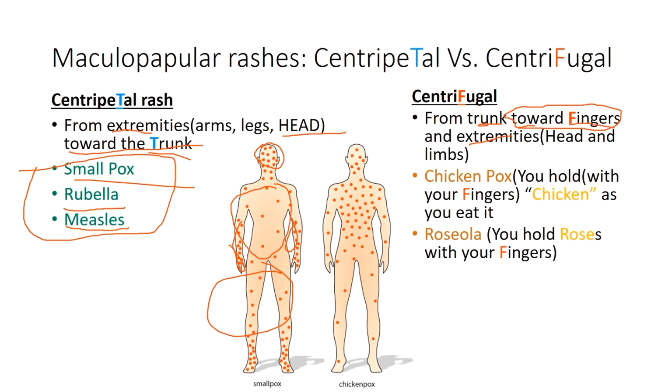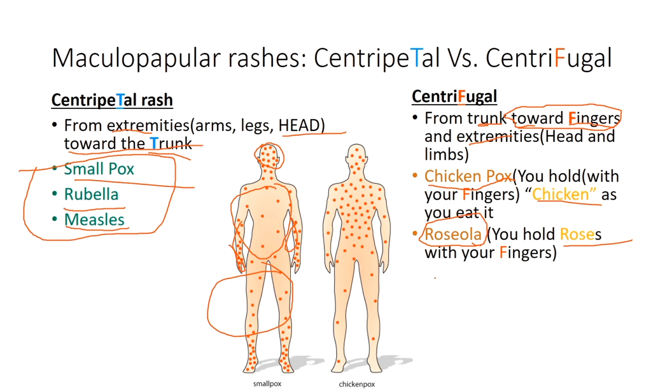For centrifugal, or the ones that go towards the fingers, I just think of what you hold in your fingers. Well, you hold chicken in your fingers while you're eating it, and you hold roses in your fingers. So why not assign those specifically? When you're holding chicken to eat it, you have chickenpox. When you're holding roses to give to a beautiful girl or ask them out to prom or something like that, I know we're not in high school, but you can still apply that in remembrance of those horrible days when you were in high school.